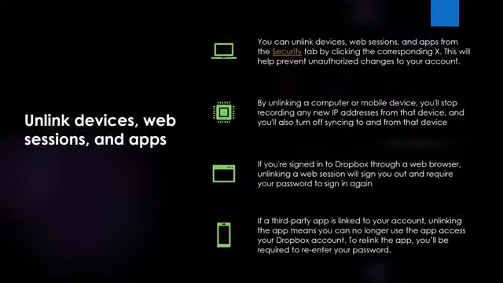Unlink devices, web sessions and apps. You can unlink devices, web sessions and apps on the Security tab by clicking the corresponding link. This helps prevent unauthorized changes to your account. By unlinking a computer or mobile device, you will stop recording any new IP addresses from that device, and you will also turn off syncing to and from that device.